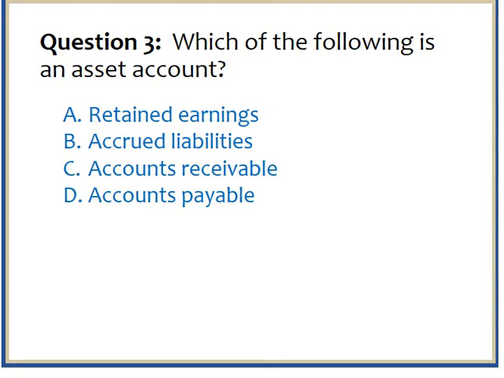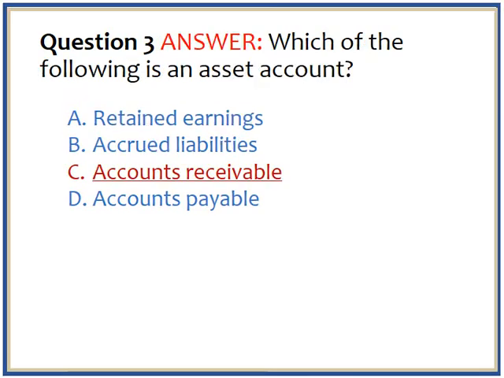The next question reads, which of the following is an asset account? The choices are retained earnings, accrued liabilities, accounts receivable, or accounts payable. The answer is accounts receivable. Accounts receivable is cash the company will receive for delivering a good or service. Retained earnings is not an asset. It is part of equity. Accrued liabilities are a liability. Accounts payable is a liability.